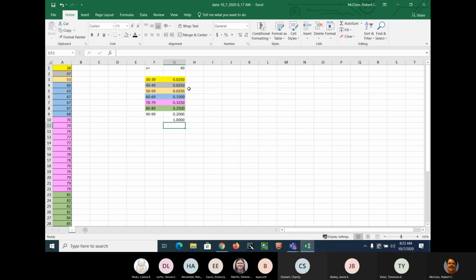0.025, 0.025, 0.025, 0.150, 0.325, 0.250, and 0.200. I'm just writing in 3 digits because that's the significant digits of the first couple. So that's why I'm writing 3 digits.